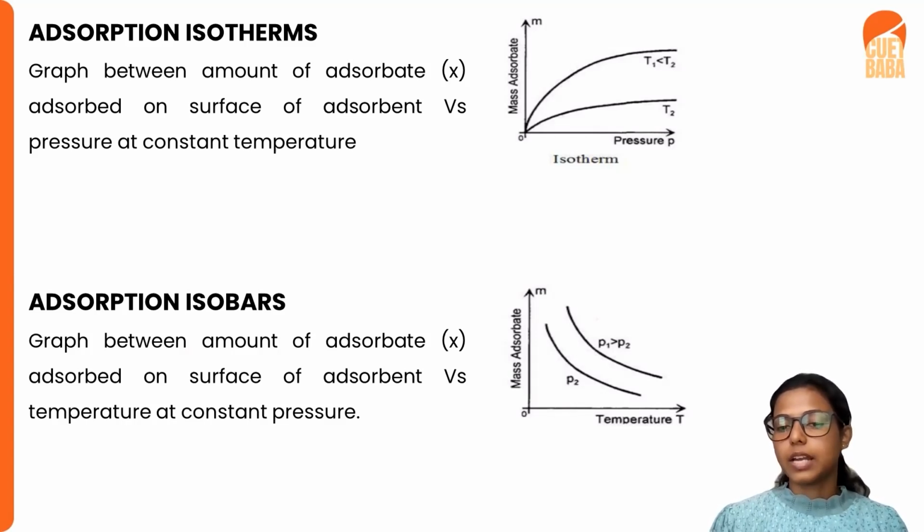We can see that at higher pressure, more adsorbate is adsorbed on the adsorbent surface. We also know that when pressure increases, the adsorption also increases. So we can conclude from this graph that when temperature increases, the adsorption decreases, and when pressure increases, adsorption increases.